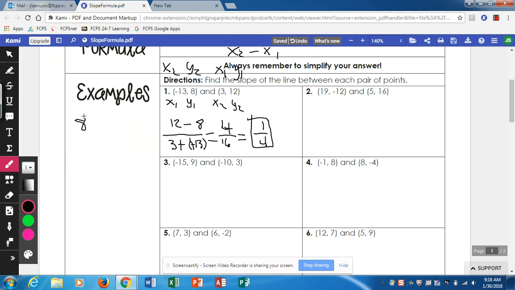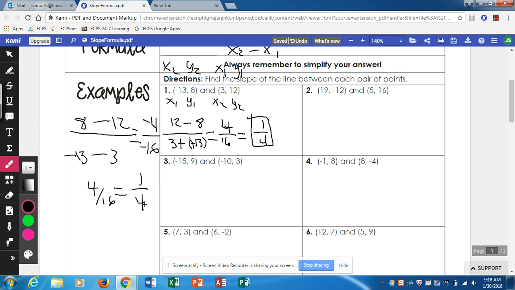So let's go ahead and do it. For y2, we have 8 minus 12, okay? And then we have negative 13 minus 3, okay? So 8 minus 12 is going to be negative 4, and negative 13 minus 3 is going to be negative 16. And once again, we have a negative over a negative, which equals a positive 4/16, and that reduces to 1/4. Okay. Each time you're going to get the same exact answer.